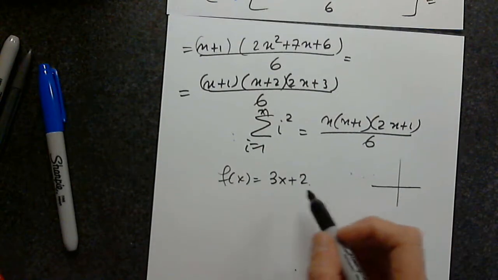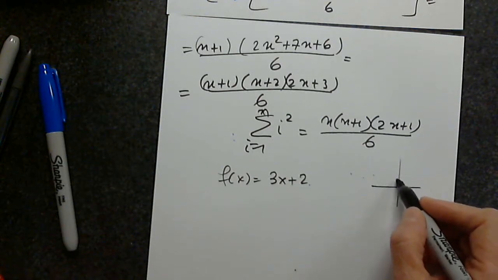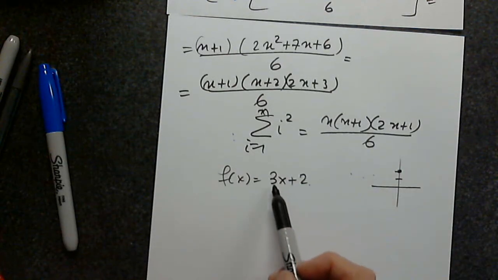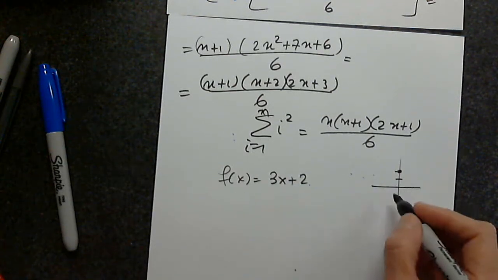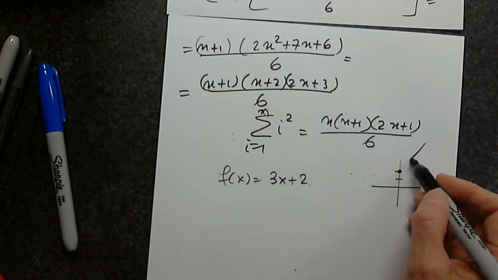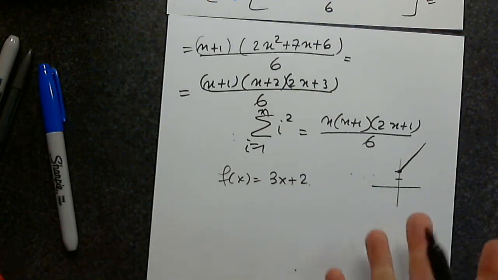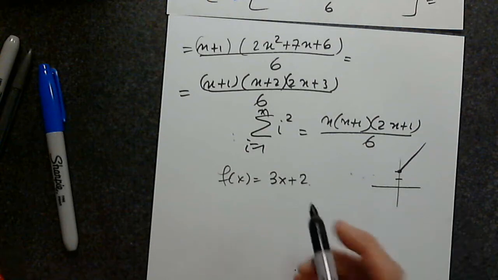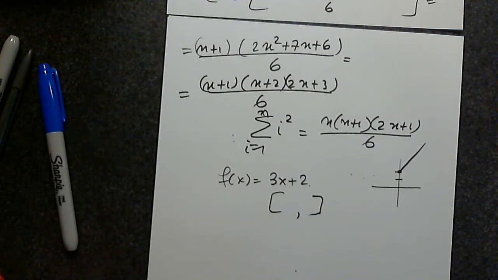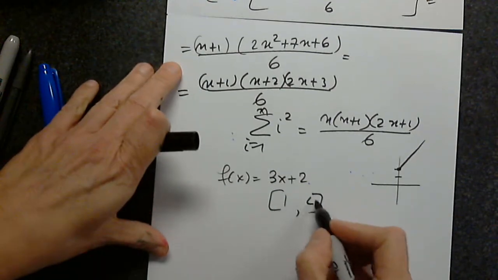So this graph looks like this: when x is 0, y is 2. And when y is 0, x is negative 2/3. So it's going to be something like this. Now please pick the interval, because we cannot determine the area under the graph without picking an interval. 1 to 4. 1 to 4 is more difficult than 0, so let's do 1 to 4.